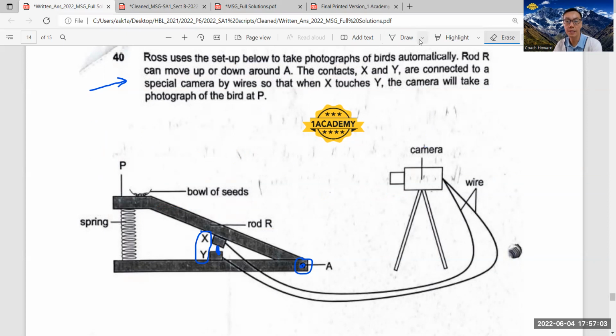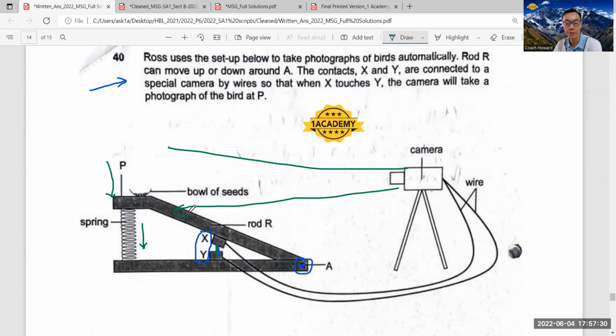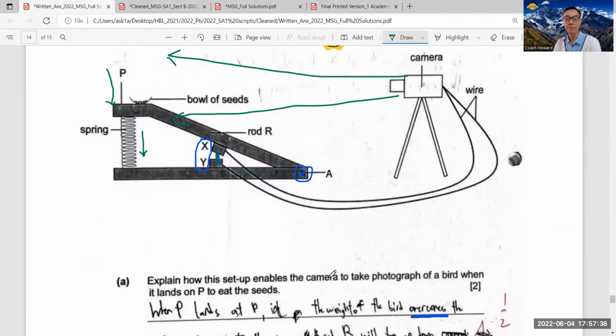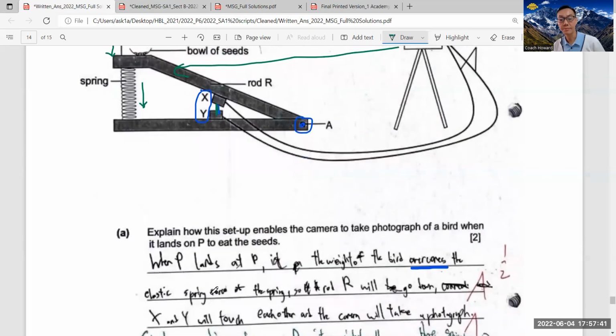Okay. So if a bird lands on P, the weight of the bird will cause the spring to compress, correct? So as the spring compresses, this part will form a closed circuit. We assume that there's a battery inside. So the current will flow through this part and then activate the camera. So the camera will fire the shot to take the bird. Now this question says, explain how this setup enables the camera to take a photograph of a bird when it lands on P to eat the seed.